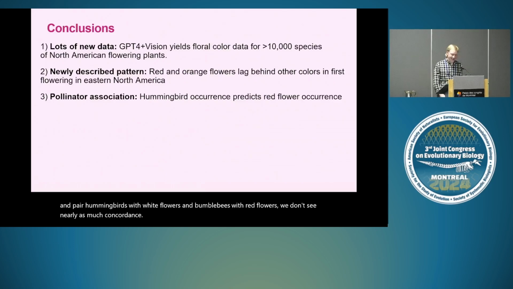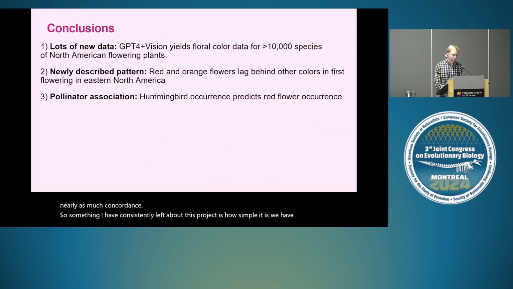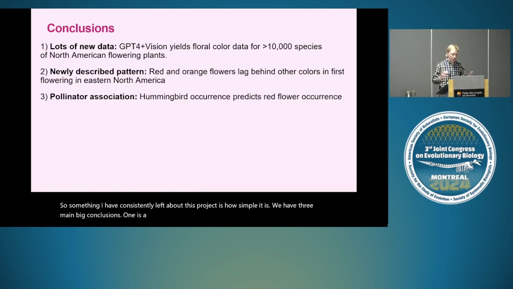So, something I have consistently loved about this project is how simple it is. We have 3 main big conclusions. One is a resource that we're going to share with the community, which is this big mapping of species to floral color traits. But we also have this newly described pattern of red and orange flowers lagging behind other colors, as well as a pollinator association specifically with red flowers and their specialist hummingbird pollinators.